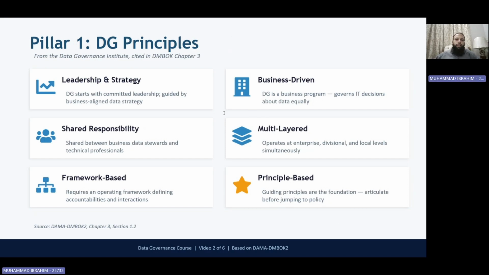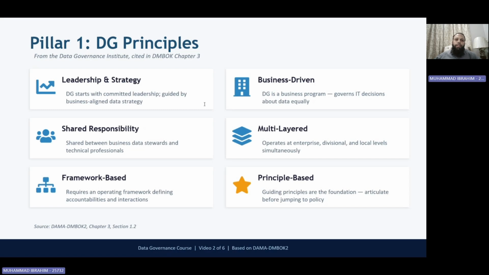So, the DMBOK cites six core principles for data governance, originally developed by the Data Governance Institute. These are not optional nice-to-haves. They are the foundation that everything else is built on. The first principle is leadership and strategy. Successful data governance starts with visionary and committed leadership. Your data management activities must be guided by a data strategy that is itself driven by the enterprise business strategy. Without leadership backing, governance dies on the vine.